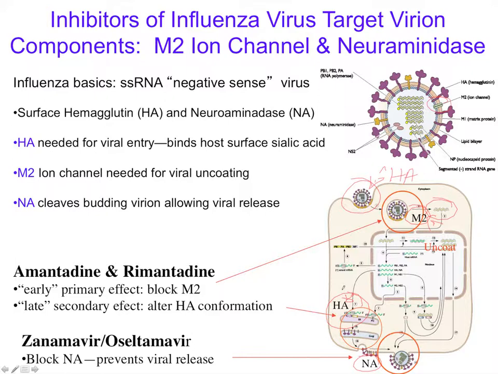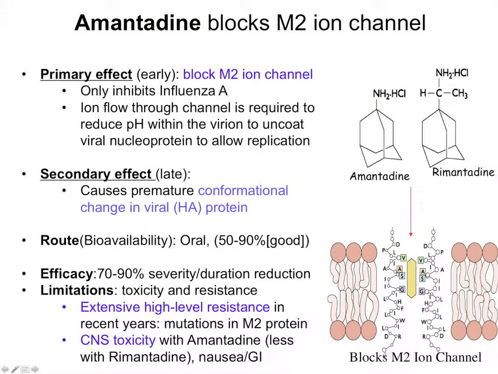Zanamivir and oseltamivir, on the other hand, work by a different mechanism, and they are neuraminidase inhibitors, which block the impact of neuraminidase and block viral release at the late stage of the viral life cycle. So let's look at this in a little bit more detail.